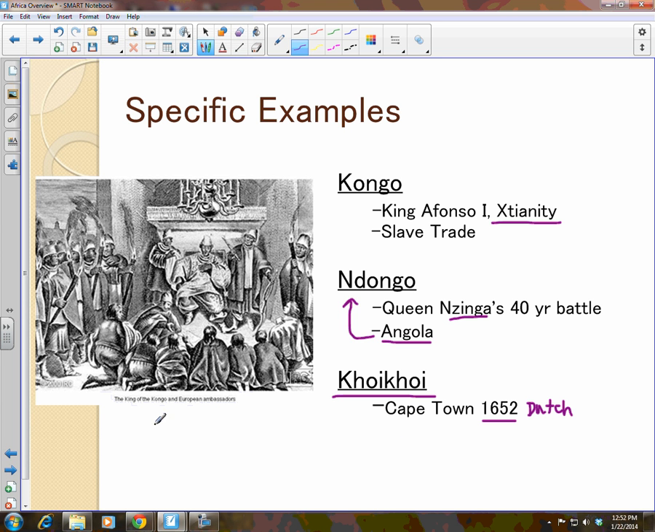So if we look at the picture here, you can see the King of Congo and the European ambassadors, and you'll see that the king in this picture is incredibly powerful. Also, it's kind of interesting to note this European chandelier. These are the Europeans. So this whole idea of Europeans completely dominating African kingdoms is false. There were still very powerful African kings, and in fact, these kings oftentimes did control part of the slave trade.